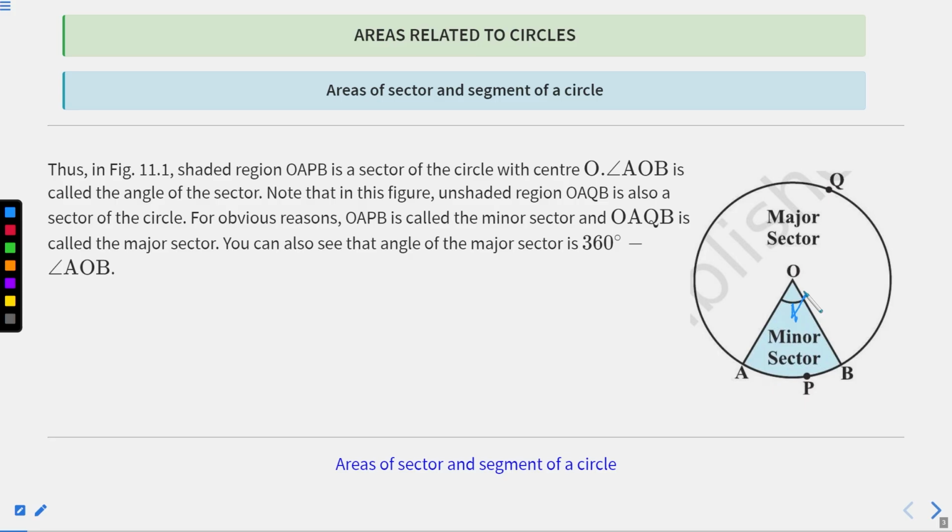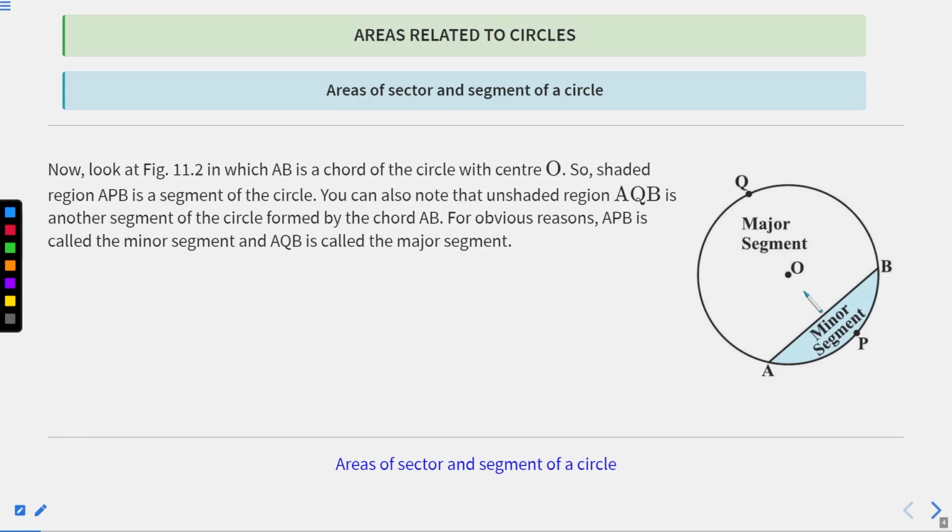Okay, so now look at this figure 11.2. Here in this figure, this is actually called a segment. This is one segment and this is another segment of this circle. We have studied what a segment of the circle is: the region enclosed between a chord and the corresponding arc. This is called a segment of the circle.